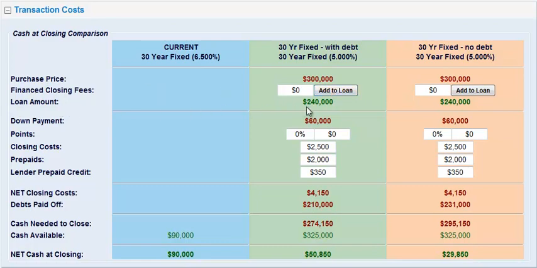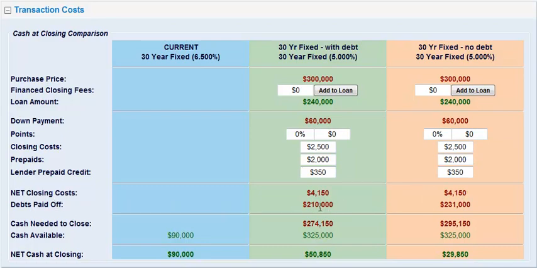This provides us the loan amount, which is in green because it's money coming in for the transaction. The down payment is going to be typically the difference between the purchase price and the loan amount, and it's red because it's money flowing out. Then you're going to have closing costs, possibly points, closing costs, prepaids, or fees, just like on a refi. So we see our net closing costs, and we can also see debts paid off.